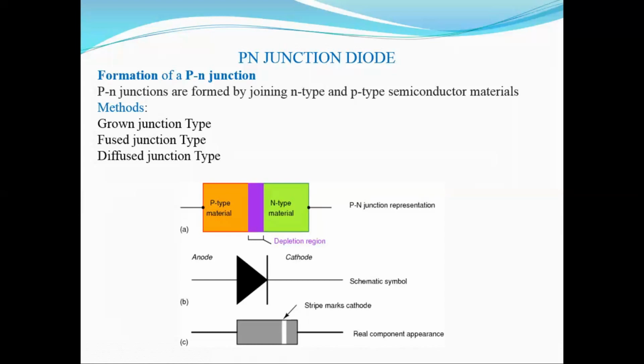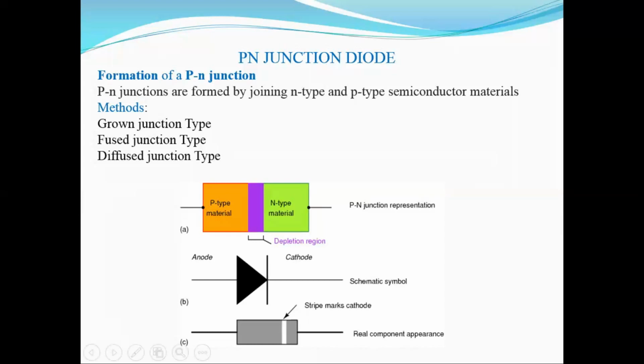Then in the diffused junction type, we have basically two methods: the solid diffusion method and the gas diffusion method. In the solid diffusion method, a p-type impurity is painted on an n-type wafer and it is heated. Then these impurity atoms diffuse into the n-type material and form a p-n junction. In the gas diffusion method, a wafer of n-type semiconductor is heated to around 1000 degrees centigrade in a gaseous atmosphere of high concentration of trivalent impurity. So these are the different methods for formation of a p-n junction diode.